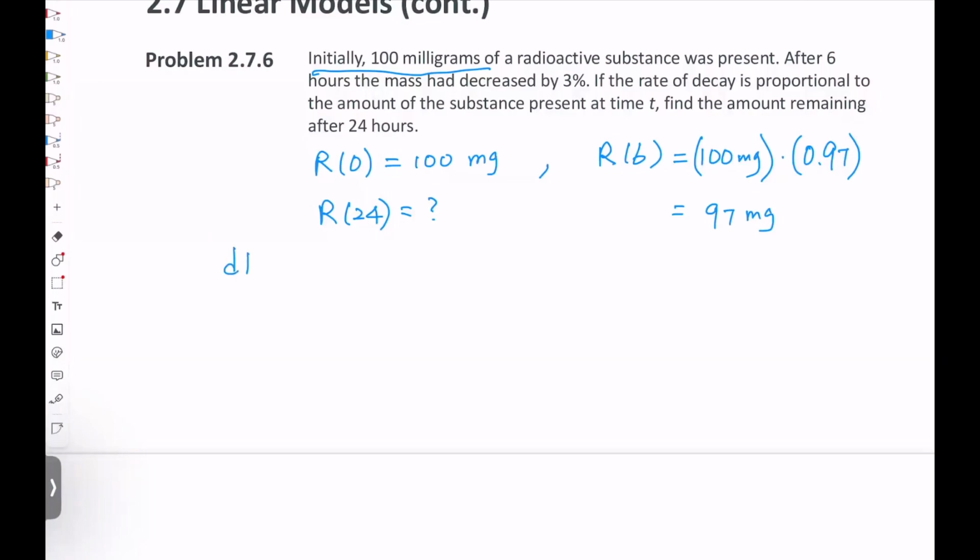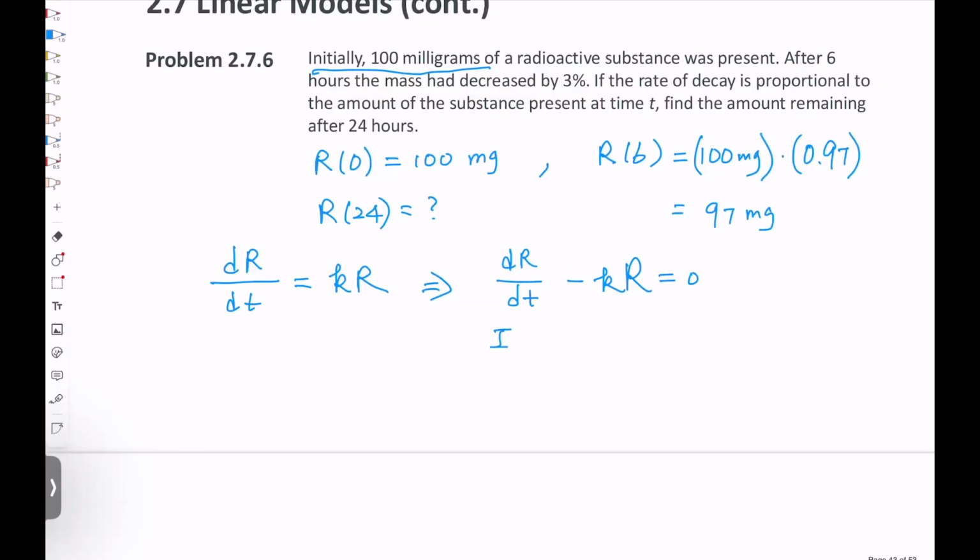And we say this is the linear model. So we're going to use dR/dt equals kR. Then from here, dR/dt minus kR equals 0. Now we have an integrating factor. This is linear, so we can use an integrating factor. That is e to the integral of negative k dt, so that is e to the negative kt.